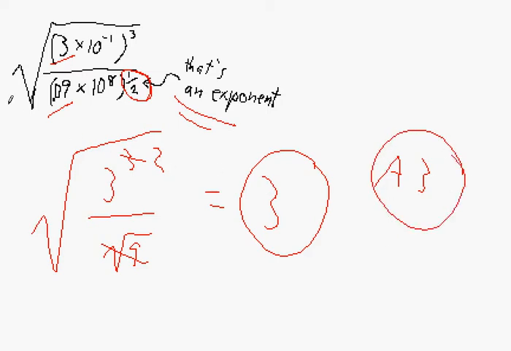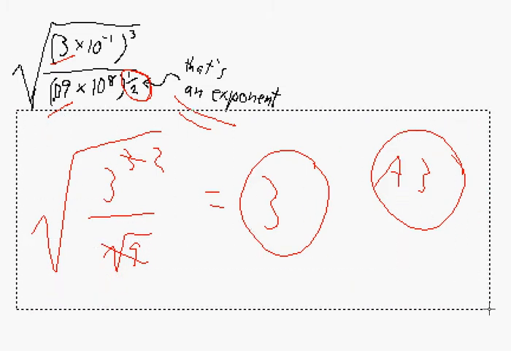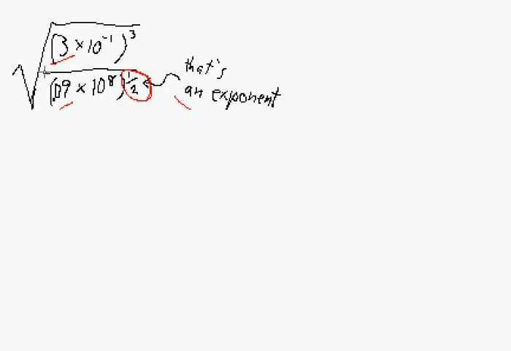Now, if you have more than one answer choice with the same digit, you have to do the rest of it. So if they do that to you, here's what we're going to do. 10 to the negative 1, and it's cubed. 10 to the 8th, and we're taking the square root of that.